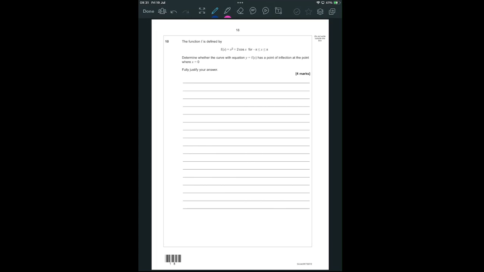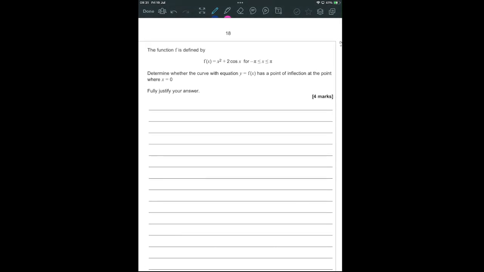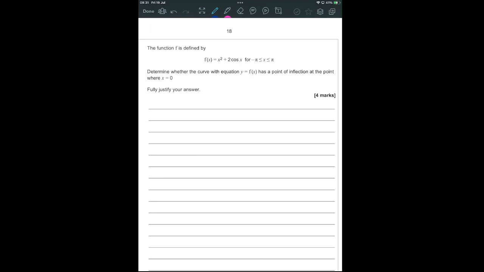And we finally move away from question 9. That was a long question, lots of parts. Went through a couple of different topics as well. The function f is defined by that. Determine whether the curve with that equation has a point of inflection at 0. Fully justify. Okay, well, point of inflection is a stationary point, so the first thing we need to do is find the derivative. So that's going to be 2x cos, which differentiates to minus sine.